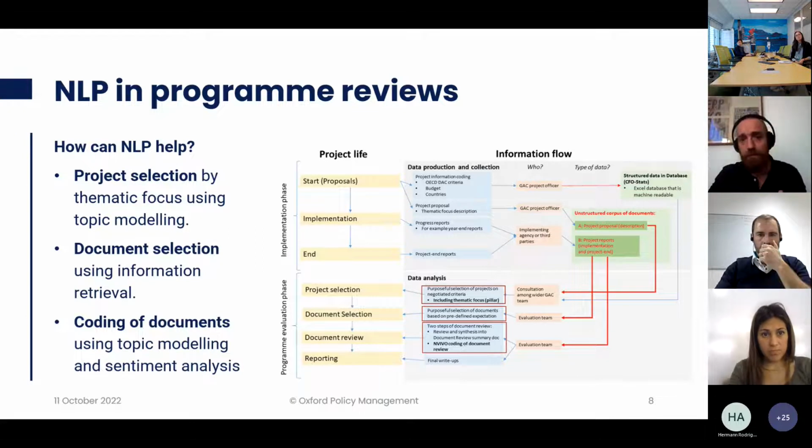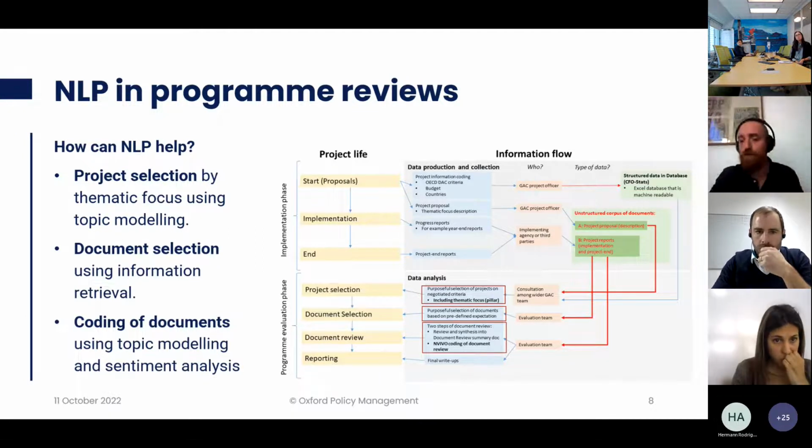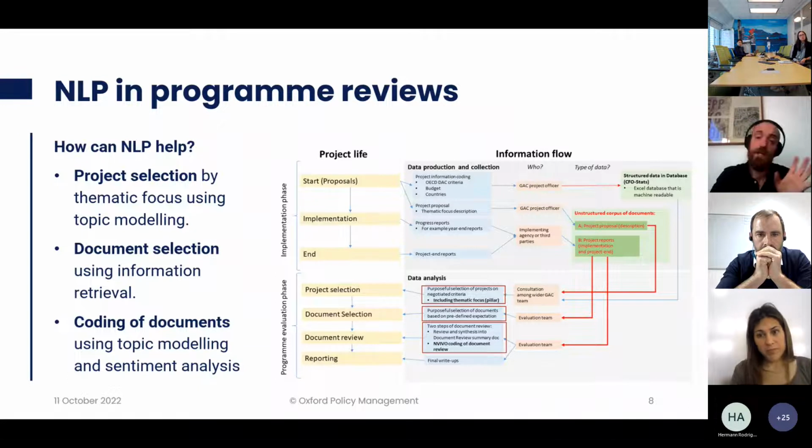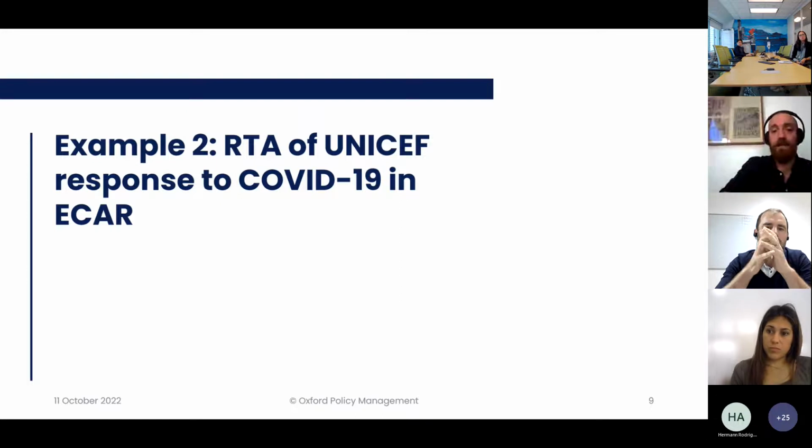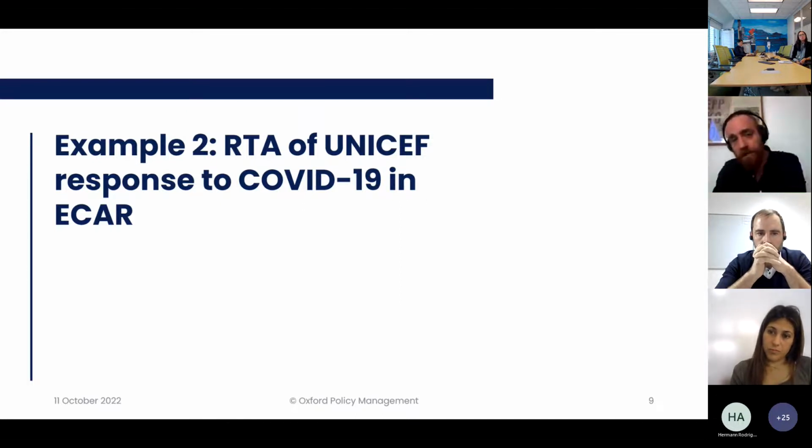Let me briefly explain or show two more projects that OPM has implemented and where we have used NLP. This Global Affairs Canada project was more advisory, and then we went into actually implementing some NLP analysis in two other evaluations. One was the real-time assessment of UNICEF's COVID-19 response in Europe and Central Asia.